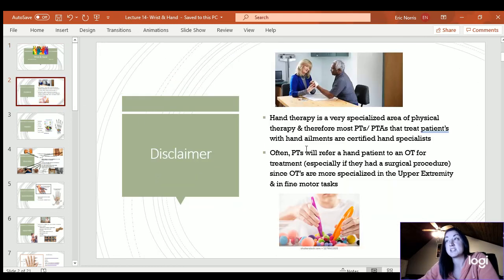So I do want to give a disclaimer. Hand therapy is very specialized. Most PTs or PTAs that do hand therapy are certified hand specialists. That is a certification that we can get. Typically, if you're working in a clinic where there is not a certified hand therapist, and there is an OT, then you typically will refer hand patients to the occupational therapist, because they have more tools in their toolbox for fine motor and ADL type training that are specific to the hand.